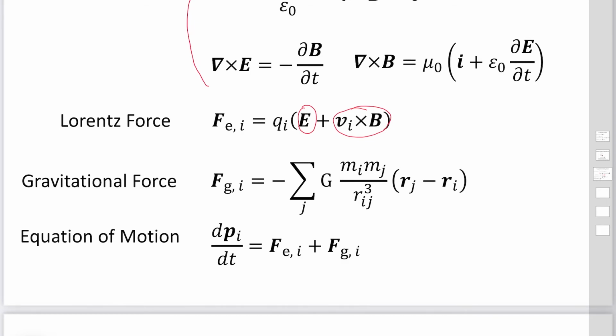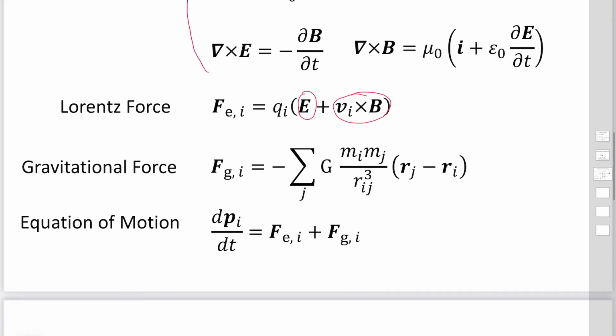G m sub i m sub j over r sub ij cubed times the vector r sub j minus r sub i. The equation of motion is based on Newton's equation of motion. In this case, we only consider the momentum of particle i. So dp sub i over dt is equal to the force acting on the particle due to the Lorentz force and the gravitational force. By solving these equations, we can follow the motion of particle i.